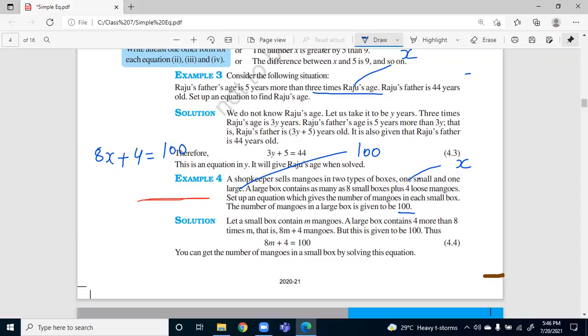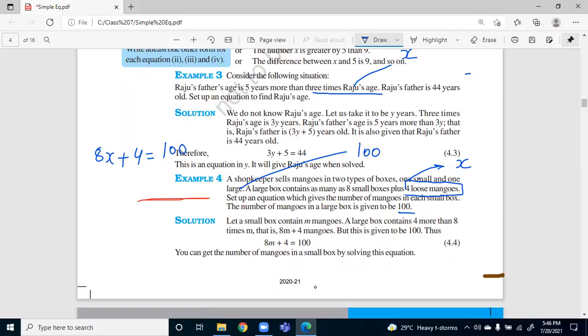Excuse me, ma'am. Yes, Samrat. Ma'am, in the equation, what is x? Ma'am, can you tell me x and 4? Yeah, X I have taken it as the number of mangoes in a small box. Okay, ma'am. Number of mangoes in one small box. And ma'am, 4? 4 is the loose mangoes. Loose mangoes meaning extra.